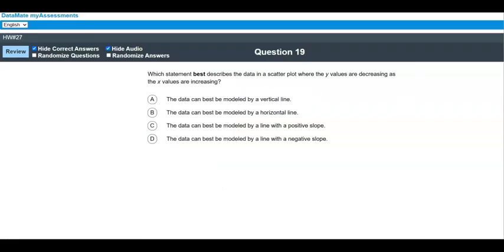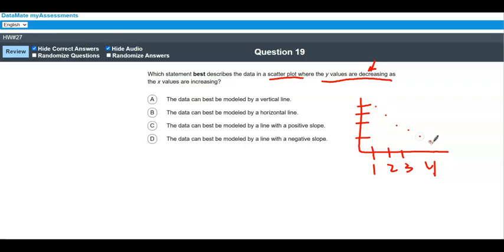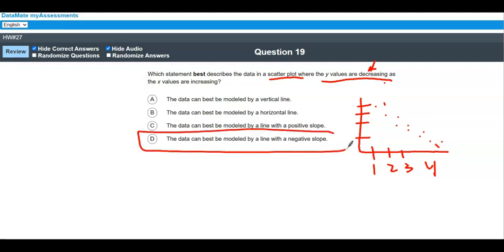Question 19 asks us to describe what's happening if, on a scatter plot, the y values are going down, decreasing, as the x values are going up. So as the x values are going up, the y values are going down. So what does that look like to you? It looks like it has a negative slope.